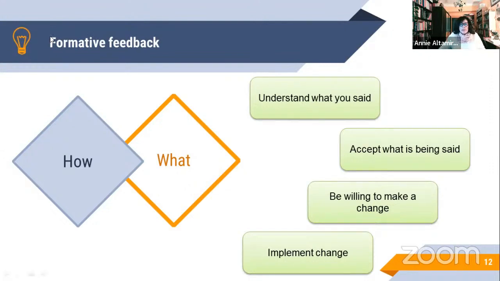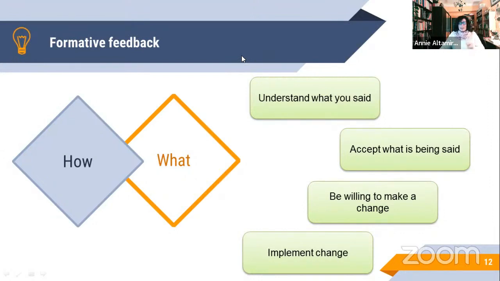So let's see if there are any questions so far. Well, I hope, Arturo, that I have more or less answered your question. Okay, so yeah, the difference between formative and summative assessment, I think I've explained that.